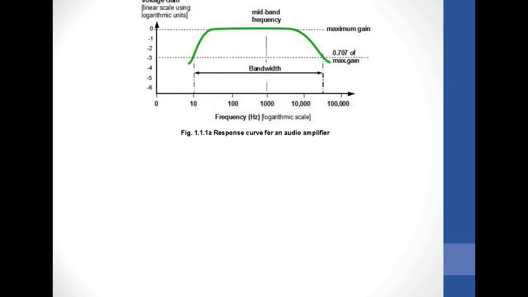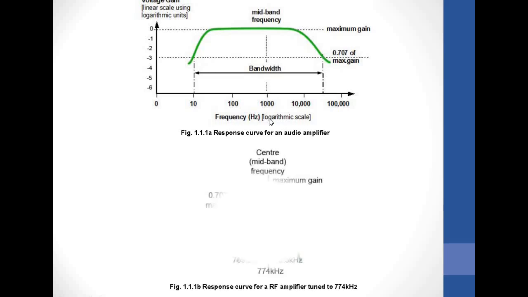So here we're given a response curve for an audio frequency amplifier, whereby it is amplifying frequencies from 10 Hz up to a certain frequency here, which is not given. Let's just assume it's the 20 kilohertz. So these frequencies within this bandwidth are considered the band of frequencies being amplified by this audio amplifier. So anything above, for example, 100 kilohertz here won't be amplified by this amplifier.